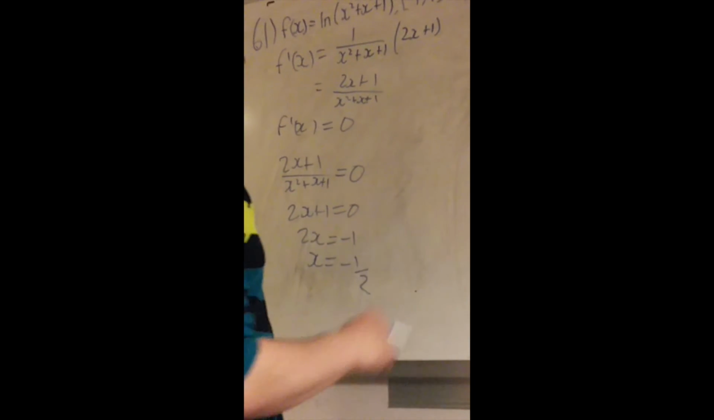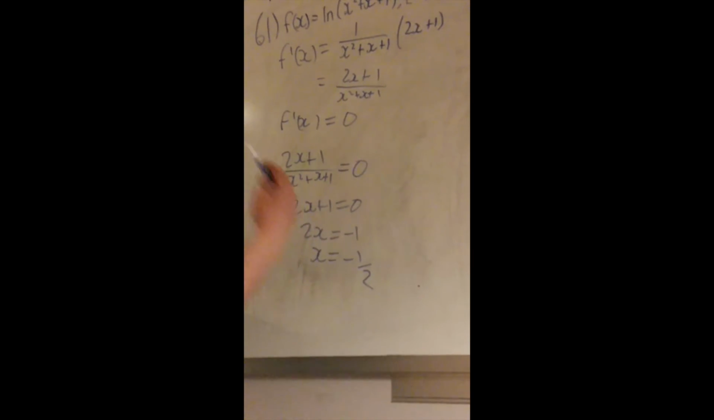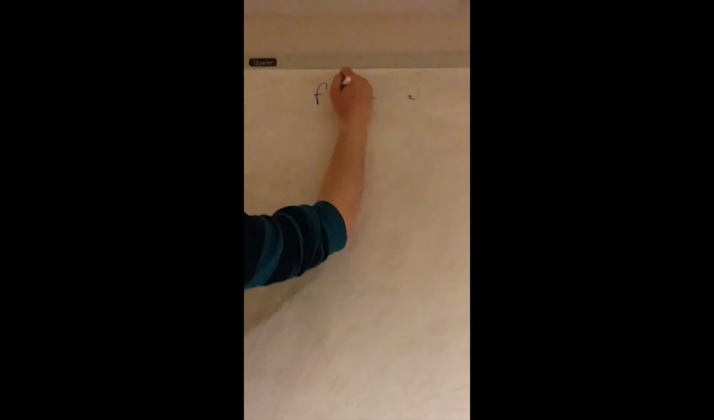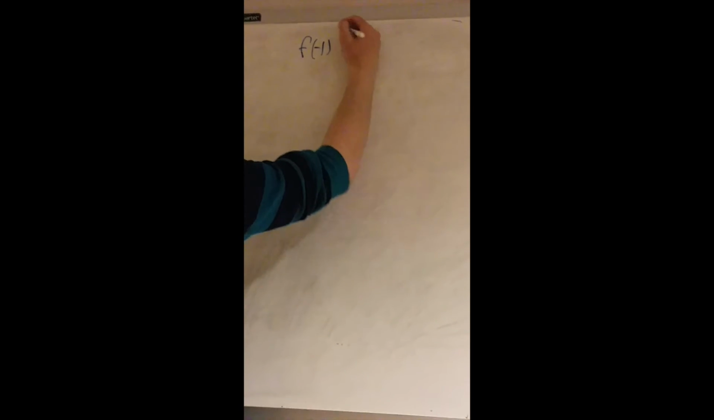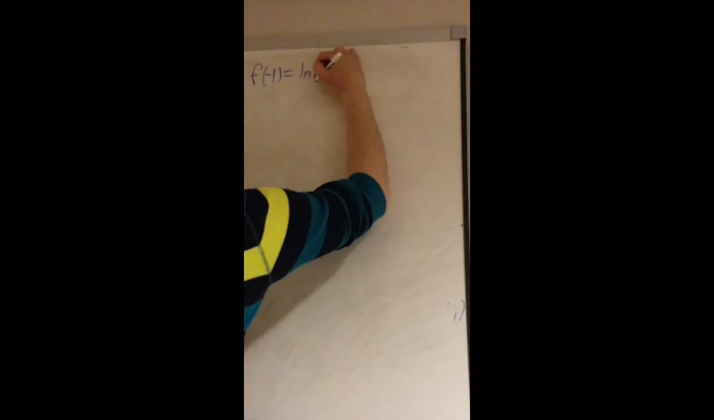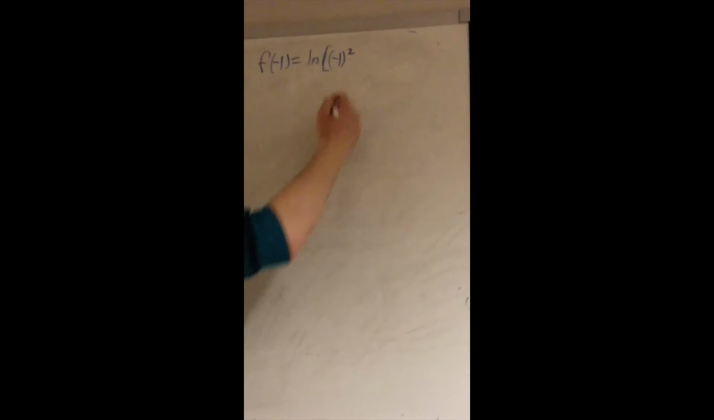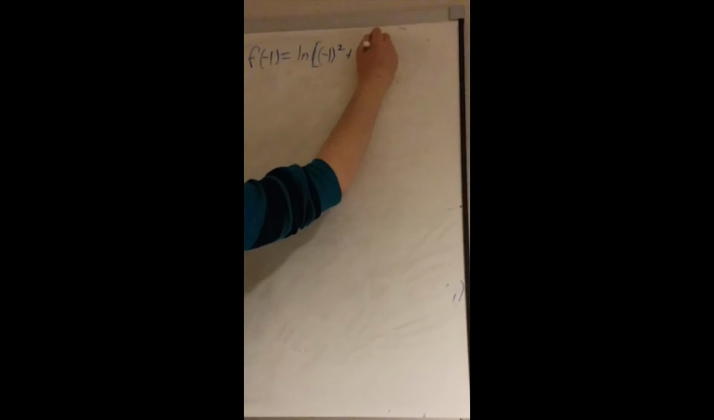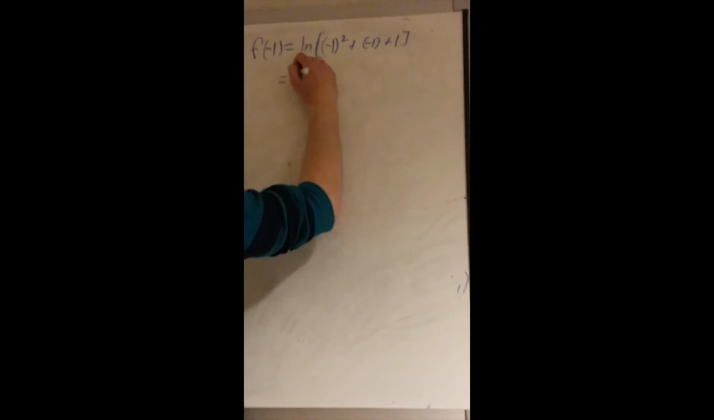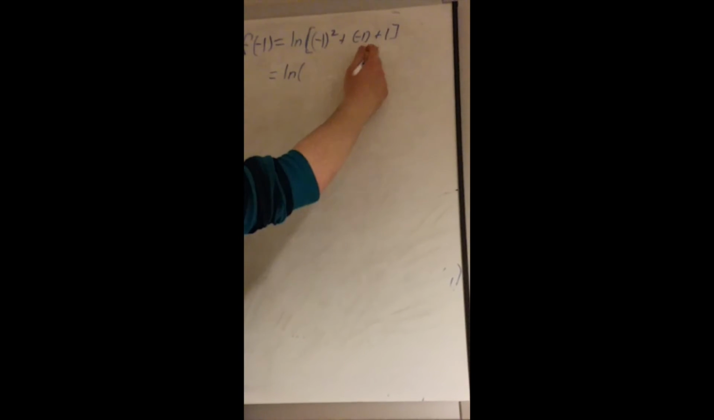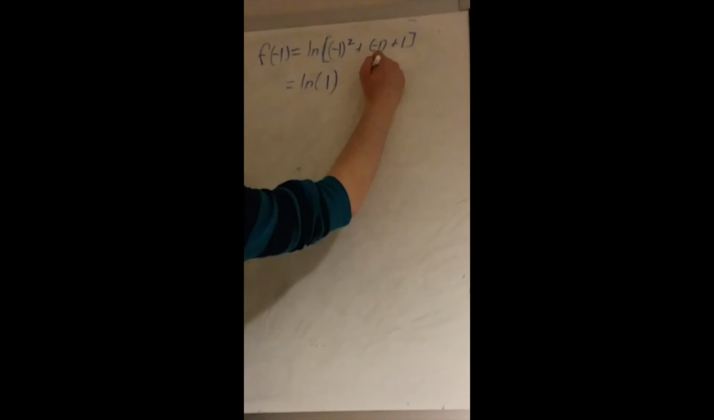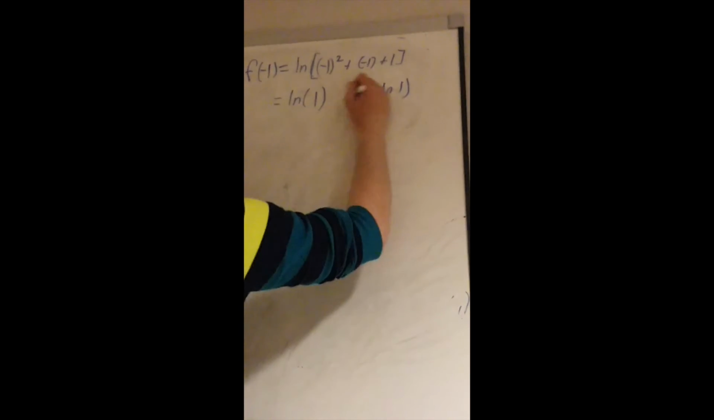All right, so next thing, we have to plug in our critical x value and our domain endpoints into the original function. So first we're going to have f of negative 1. We're going to have equals ln of square brackets, negative 1 squared plus negative 1 plus 1, which is going to be ln of 1 minus 1 plus 1, so it's going to be ln of 1. So this point is negative 1 and ln 1.